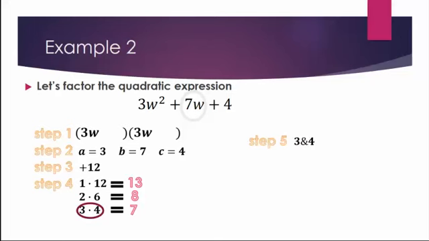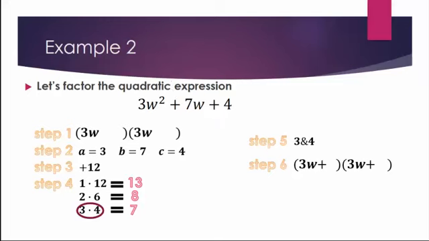Step 6, determine the signs you're going to use. Now, if you notice in my expression, the last sign is a positive. Therefore, I must choose either minus, minus, or plus, plus. How do I know which one I'm going to get? You just look at the middle one. So it's going to be a plus, plus. So 3w plus, 3w plus.